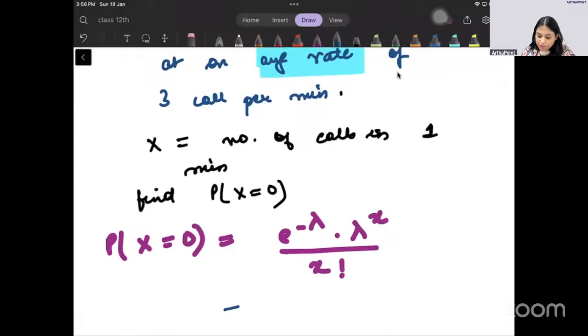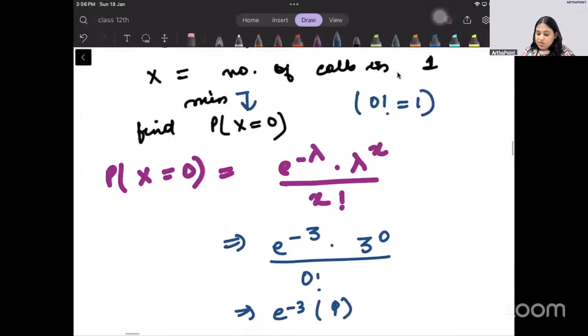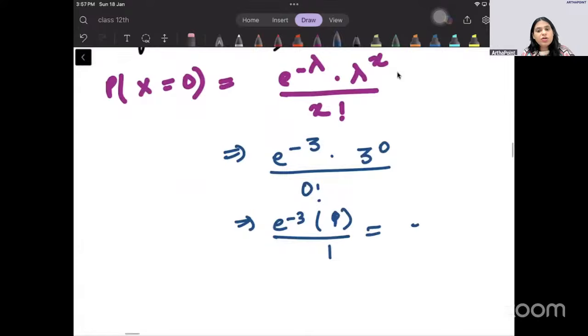So what will this become? e to the power minus lambda. What is lambda? Average. Lambda to the power x. What is x? Number of calls in 0 minutes, which is 0, upon 0 factorial. Remember beta, 0 factorial is 1. So this will become e to the power minus 3 into anything to the power 0 is 1, by 1. e to the power minus 3 will be your answer. Is it clear? e to the power minus 3 will become the answer to this question.